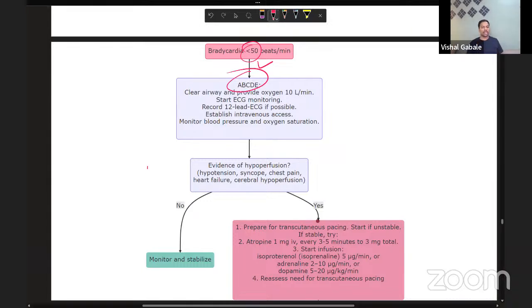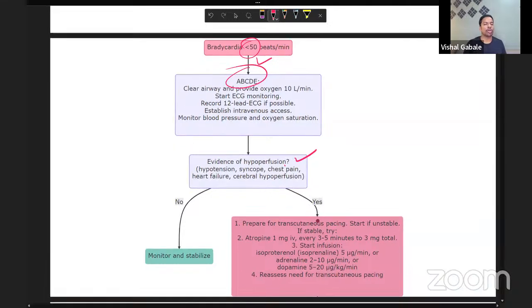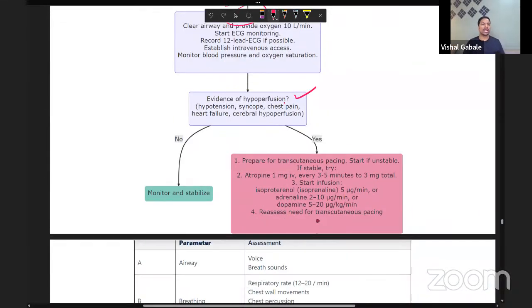Then address disability and exposure if there is anything. After checking airway, breathing, circulation, we have to check if there are signs of hypoperfusion or not. So what are the signs of hypoperfusion? Hypoperfusion means the patient will have hypotension, syncope, chest pain, heart failure, and cerebral hypoperfusion. In such cases, you have to be a little careful.